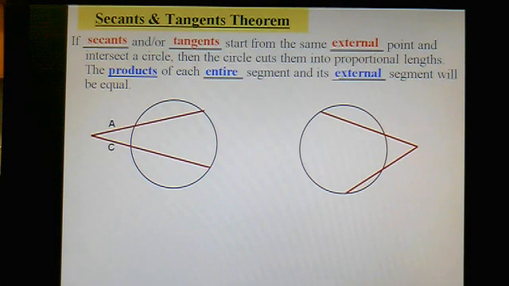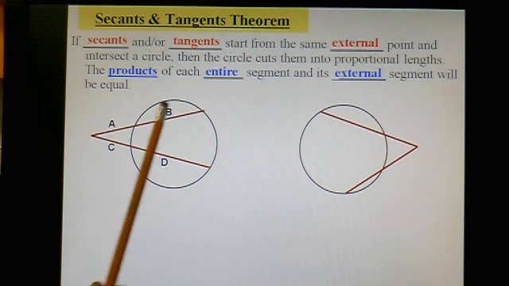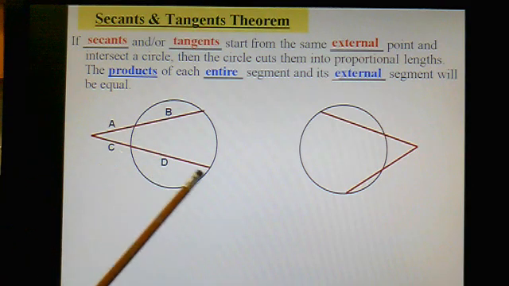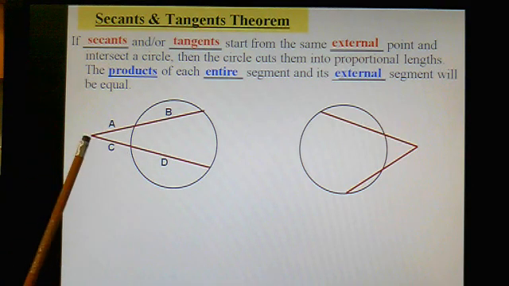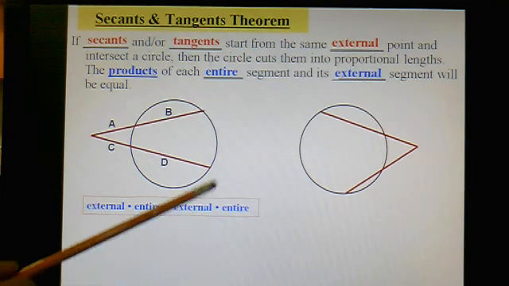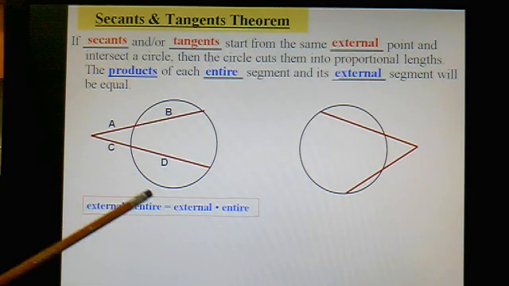So I'm going to throw some letters on here. We're going to do this one algebraically, with nothing to solve for, just writing a formula. It is the entire length, which in this case would be A plus B, times the exterior part. That product is equal to the other one: the external part, C, times C plus D. Again, if you get these E words into your brain, you'll have this theorem. This theorem is all about external times the entire length for both secants.